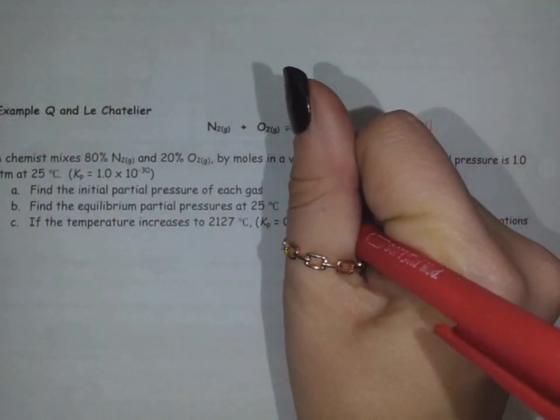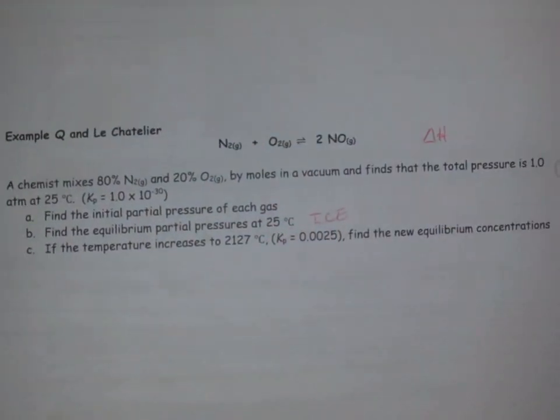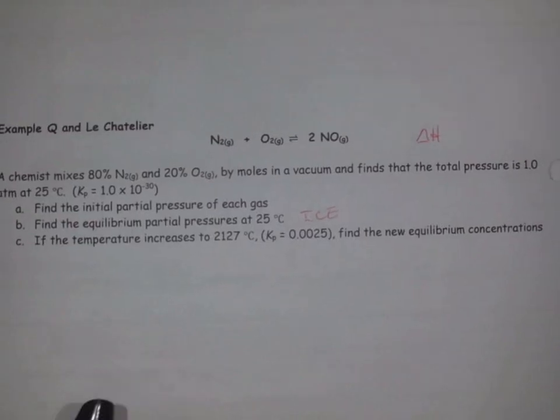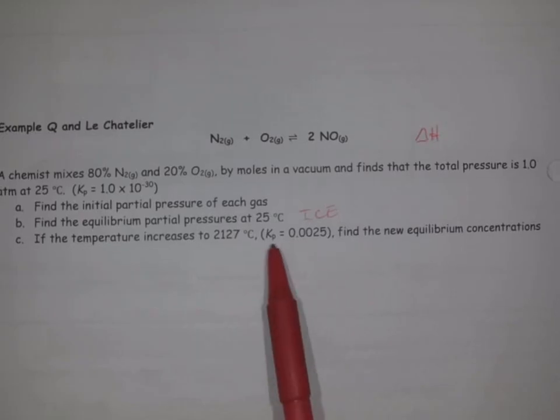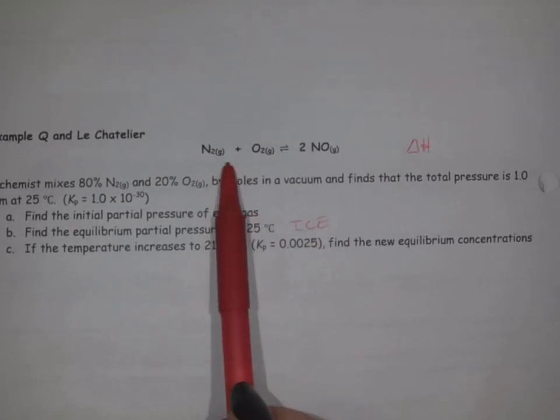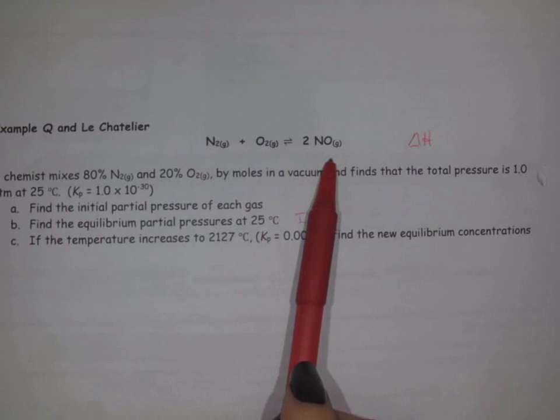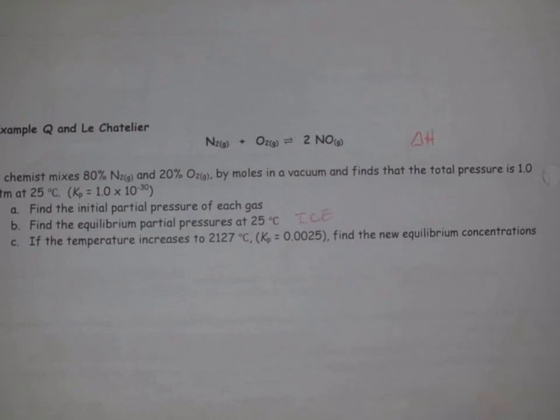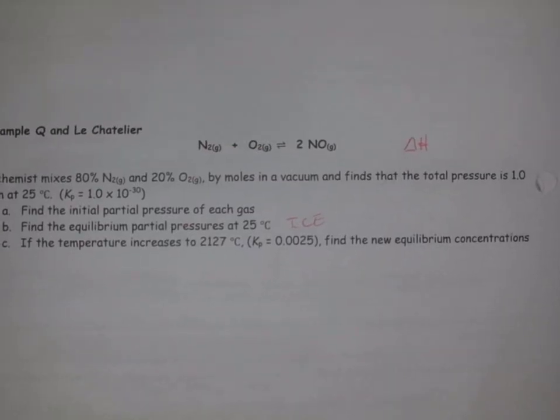So let's write that little reminder for us. And then after we have our ice table, then we're actually going to use a K expression, so that'll be cool to figure out the concentrations of these items at that new equilibrium amount. Okay, nice. Yeah, that'll be a great one to start with.